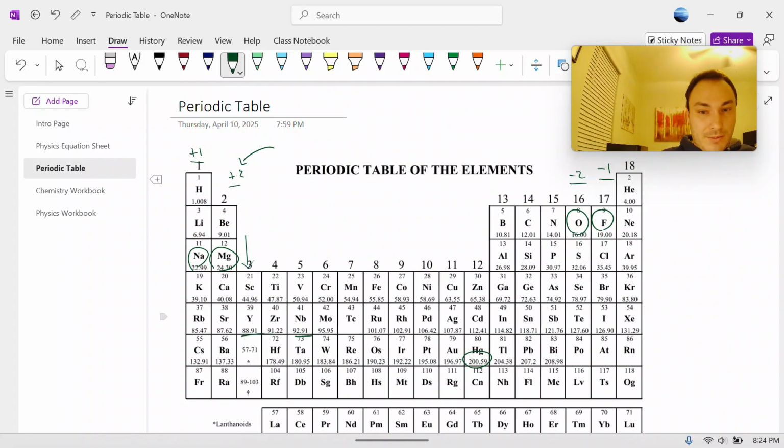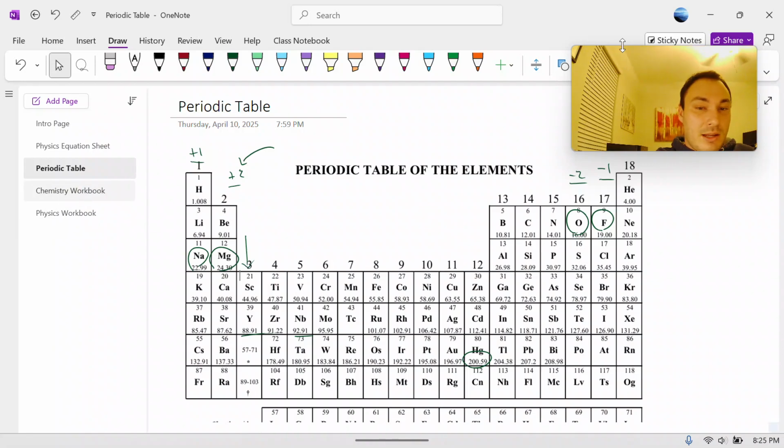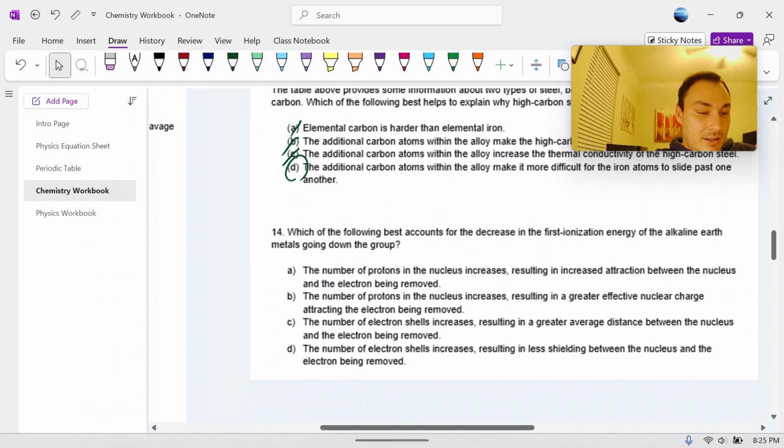Well, as we go down, we get bigger. That's it. We have bigger atoms, and we know, according to Coulomb's law, that the further away an electron is, the easier it is to remove. And ionization energy is energy to remove an electron, so of course it's going to decrease as we get bigger. It's going to become way easier to remove as we get bigger. So let's go back and find which one says that.